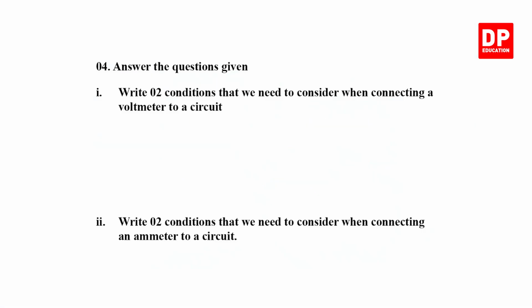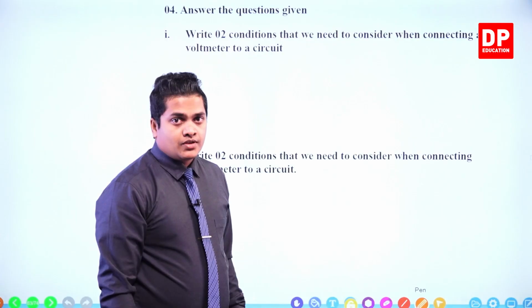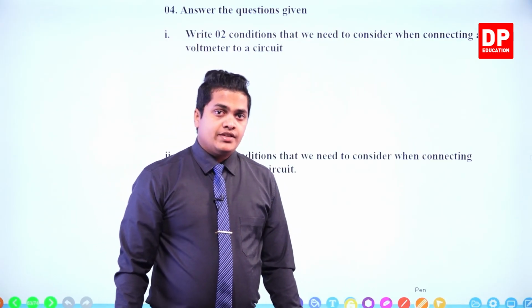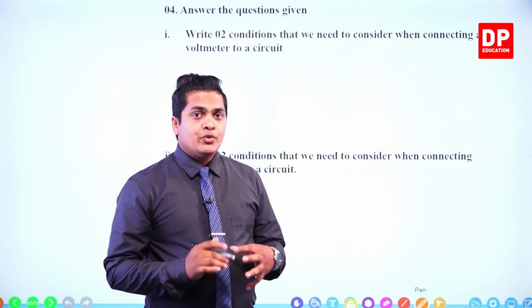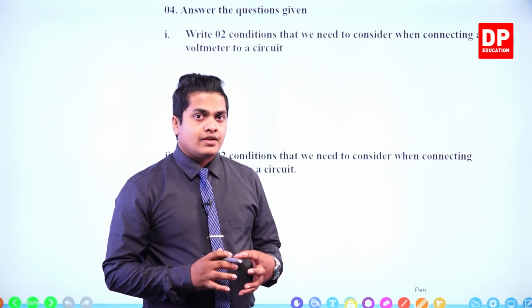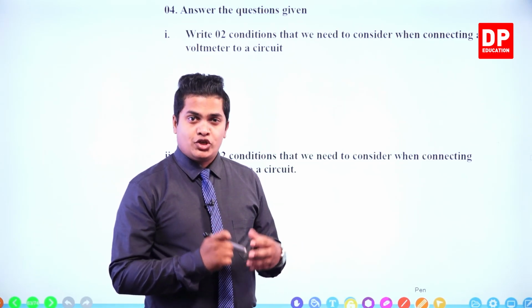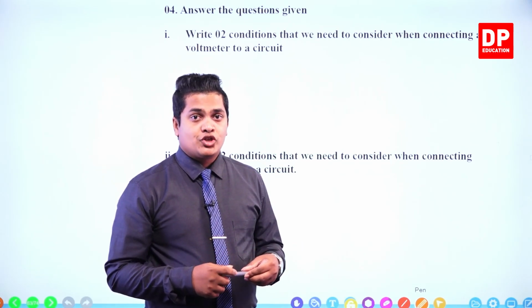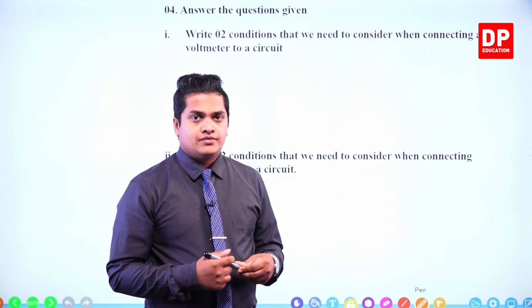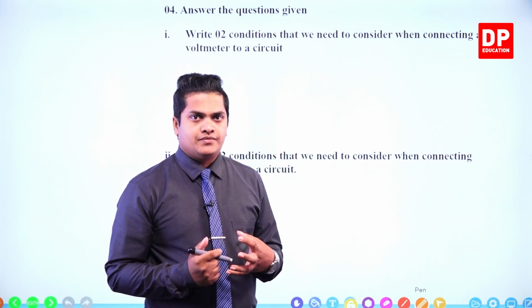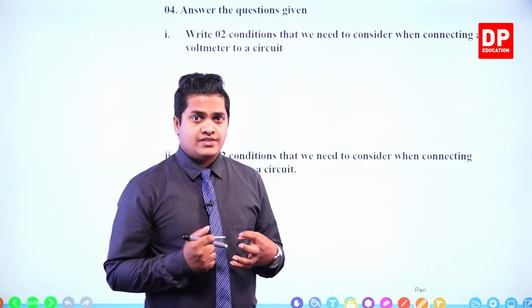Write two conditions that we need to consider when connecting a voltmeter to a circuit. So when you are connecting a voltmeter to a circuit, we need to remember the voltmeter should be connected in a parallel connection. It should be in a parallel connection. That's the first and foremost case.